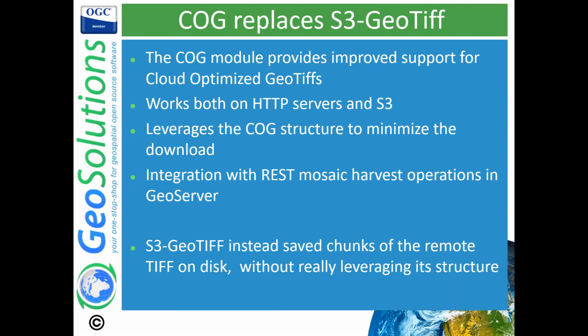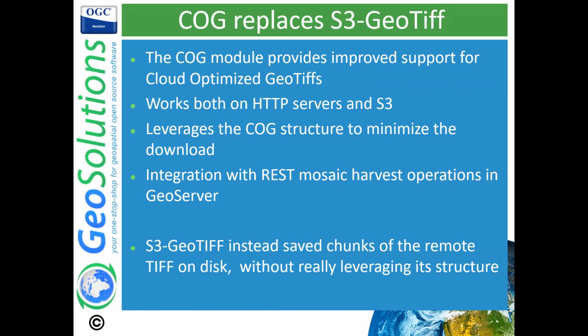Now, moving to community modules, we have one module going down and being removed, which is S3 GeoTIFF, and another module taking its place, which is called COG. COG stands for Cloud Optimized GeoTIFFs, and they are typically GeoTIFFs with a precisely laid out structure, which helps downloading only parts of the GeoTIFF using HTTP range requests.